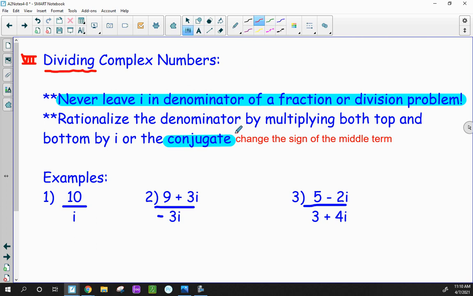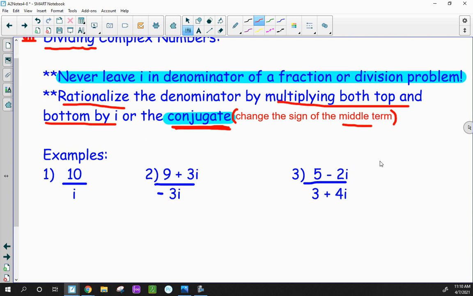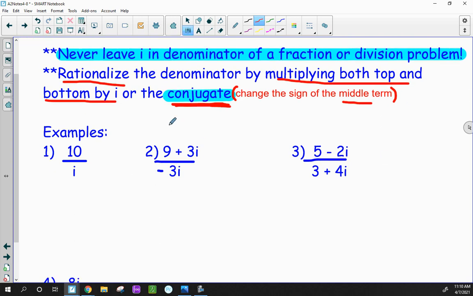There are two ways to rationalize a problem, which means get rid of the imaginary number. If the problem has one term underneath the division bar, you're going to multiply both the top and bottom by i. If the problem has two terms underneath the division bar, you're going to multiply by what's called the conjugate. And the conjugate is you changing the sign of the middle term. Again, our learning target today is on dividing complex numbers.